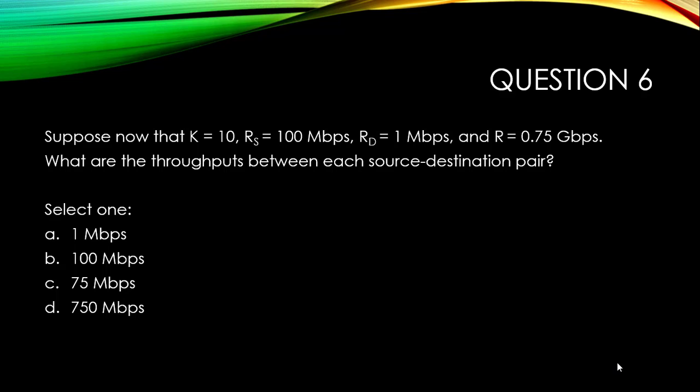So to recap on question 6, K was 10, RS was 100 megabits per second, RD was 1 megabit per second, and R was 0.75. And we had multiple choices to choose. And 1 megabit per second was the answer that we calculated.